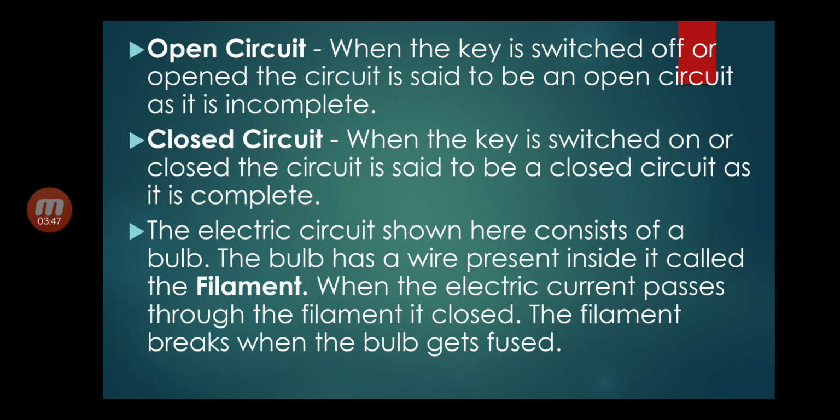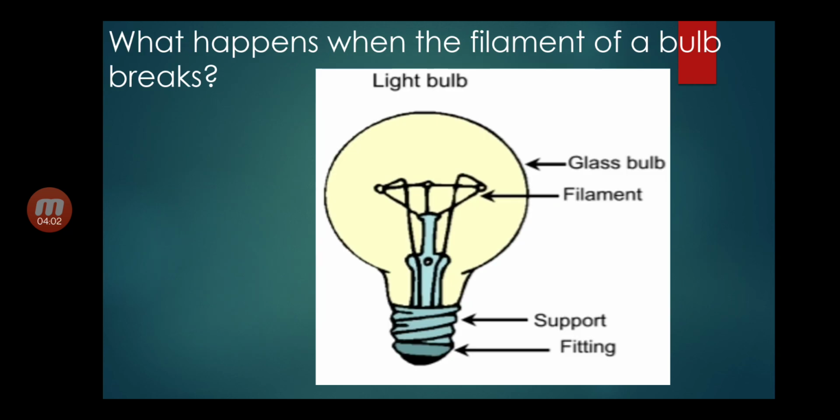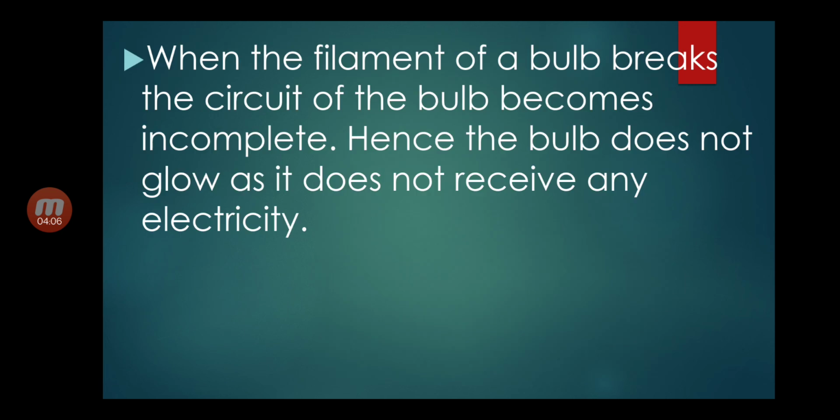The bulb has a wire present inside it called the filament. When the electric current passes through the filament, it glows. The filament breaks when the bulb gets fused. What happens when the filament of a bulb breaks? When the filament of a bulb breaks, the circuit of the bulb becomes incomplete. Hence, the bulb does not glow as it does not receive any electricity.